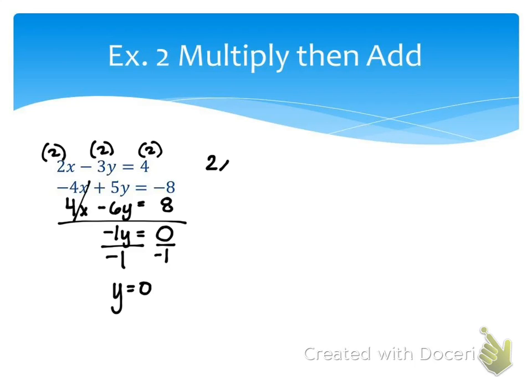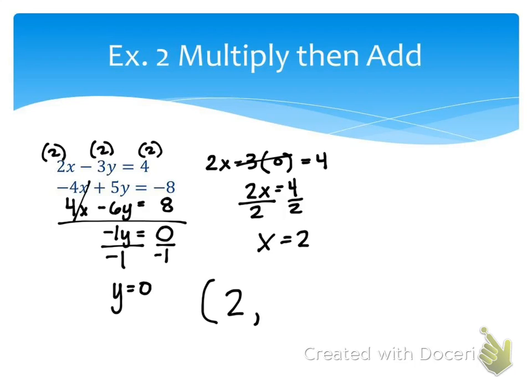So I have 2x minus 3 times 0 equals 4. What's 3 times 0? 0. So I'm just going to cross it out. And I have 2x equals 4. I need to divide by 2 now to solve for x. And I get x is equal to 2. So my ordered pair would be 2, 0.